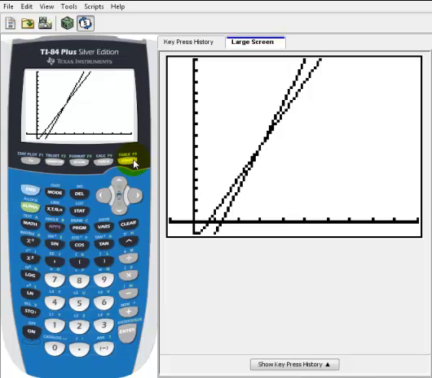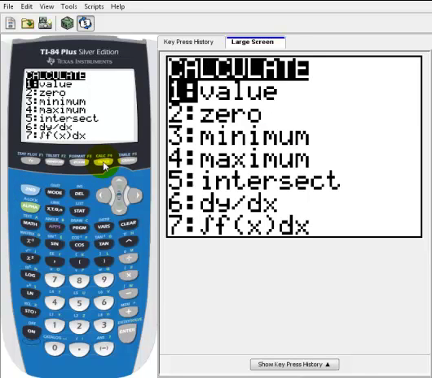Now, what I've done is I've gotten that intersection point to be a little bit closer to centered on my screen, which makes it easier to see. Now what we need is the ordered pair for that intersection point. So go to second, calculate, second trace, option 5, intersect is what we want.